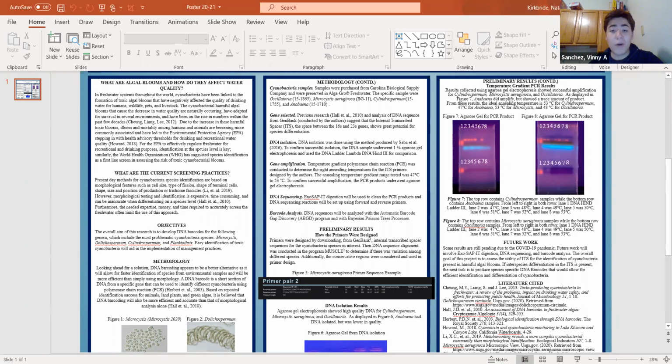Now in our research process, the primer annealing temperatures were optimized employing temperature gradient PCR. Our next steps involve cleaning the PCR product using ExoSAP, and subsequently we will be setting up DNA sequencing reactions employing forward and reverse primers.